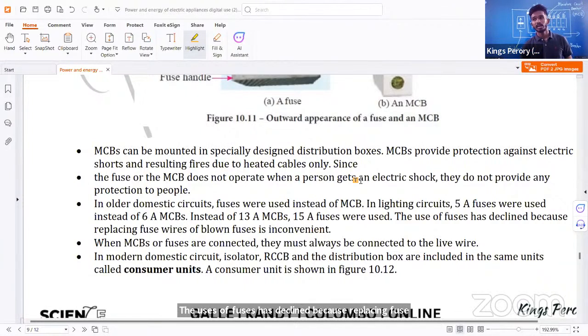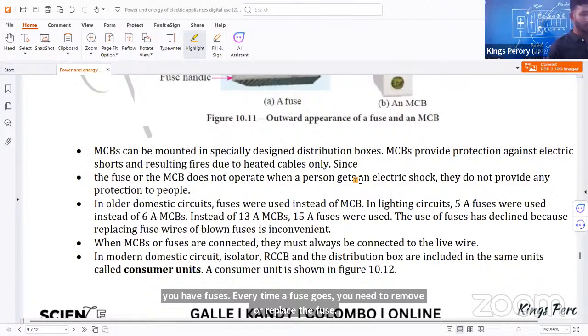Right. In olden houses, you didn't have this switch-like thing. But you have fuses. Every time a fuse goes, you need to remove and replace the fuse. So now you don't have a fuse, you directly have the switch-like thing. That is the MCB. Continue.